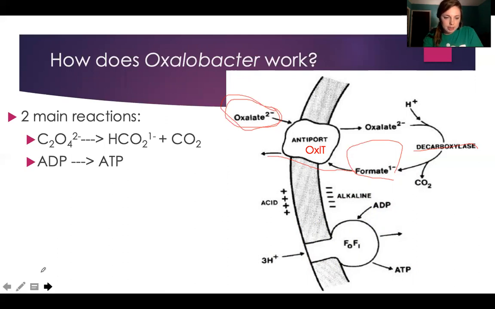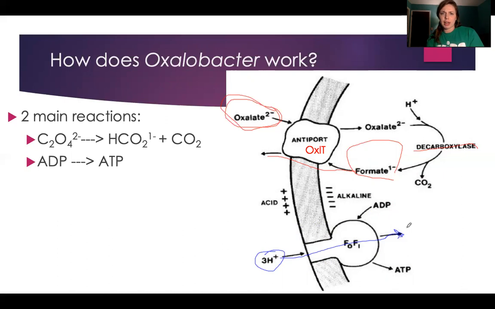So what it does, and I'm going to change the pen color to make life interesting, is it's going to bring in 3 hydrogens. Okay, excuse me. And it's going to bring those in through the F1 ATPase. So by bringing these in, it is allowing this ADP to be converted into ATP. So that's how the cell actually gets its energy, okay?